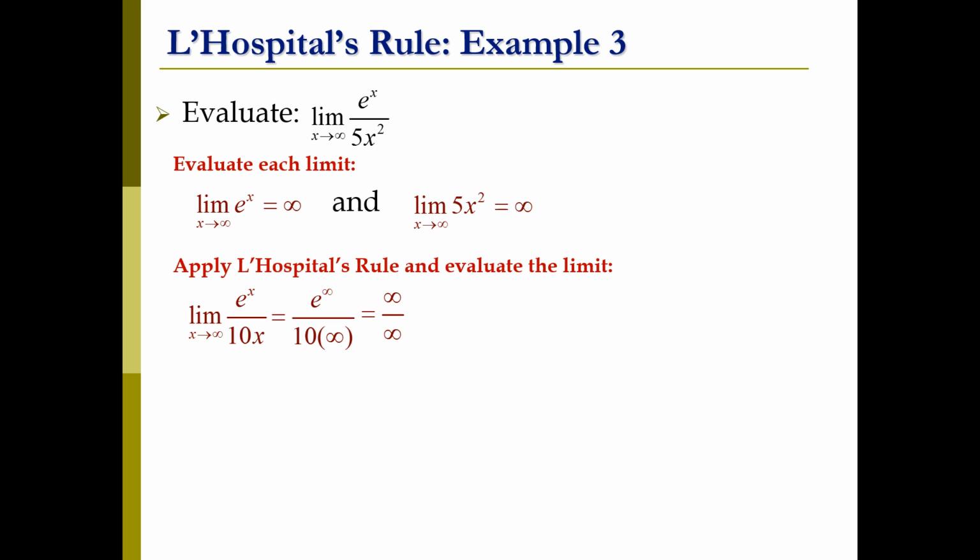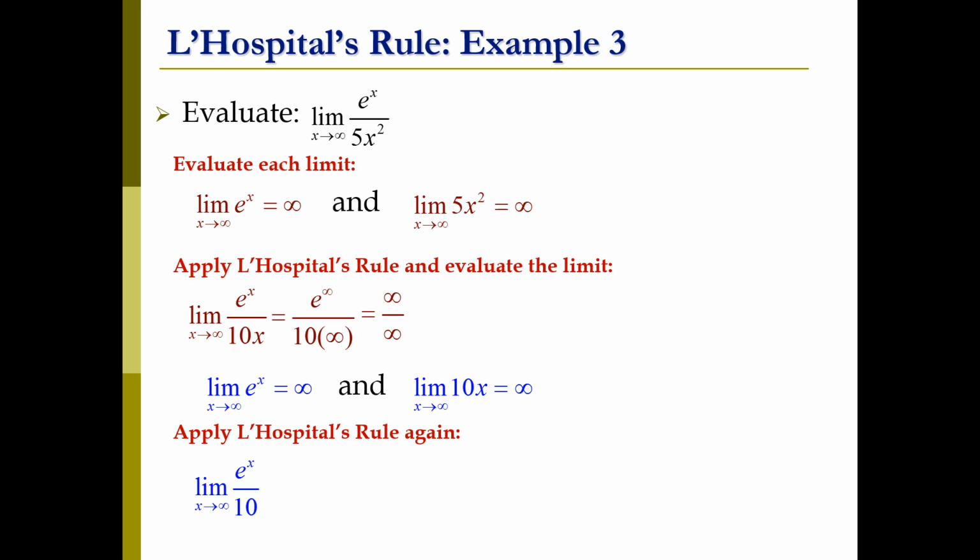Again, since we have infinity over infinity, we have to show that we applied the limit to both the numerator and the denominator. Once we've shown that both the numerator and the denominator become infinity, we can go ahead and apply L'Hopital's rule a second time. If we apply L'Hopital's rule again, we get the limit as x approaches infinity of e to the x divided by 10, which of course is infinity over 10, or just infinity.